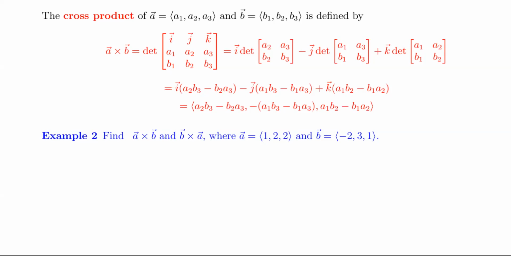Those are unit vectors in those particular directions. So the cross product of A and B is the determinant of the vector ijk in the first row, the vector A in the second row, so that is A1, A2, A3, and then the vector B in the third row, so that is B1, B2, B3. This reduces to i times the determinant of A2, A3, B2, B3, minus j times the determinant of A1, A3, B1, B3, plus k times the determinant of A1, A2, B1, B2.